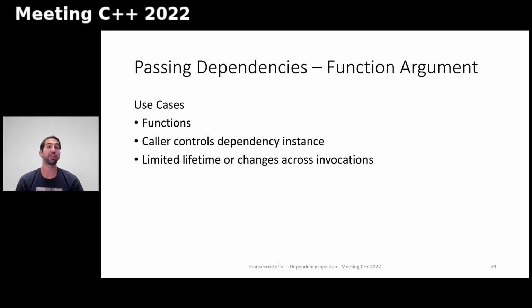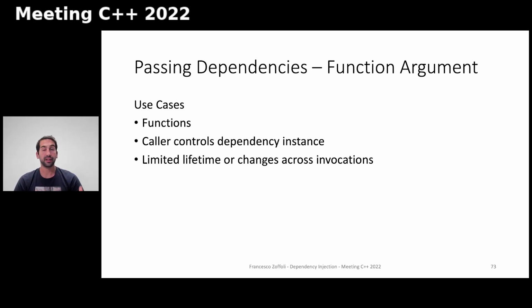The use case for this, for example, is when you have functions. The fact that we use dependency injection doesn't mean that everything needs to be a class. C++ supports functions as first-class citizens. They're very powerful, so use functions freely. And when you need a dependency, you can simply inject it.